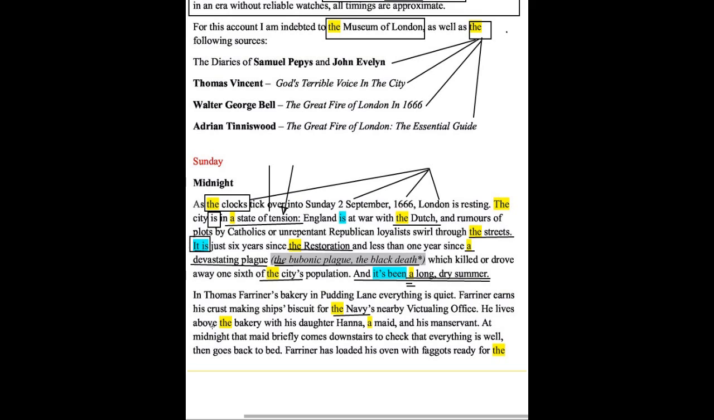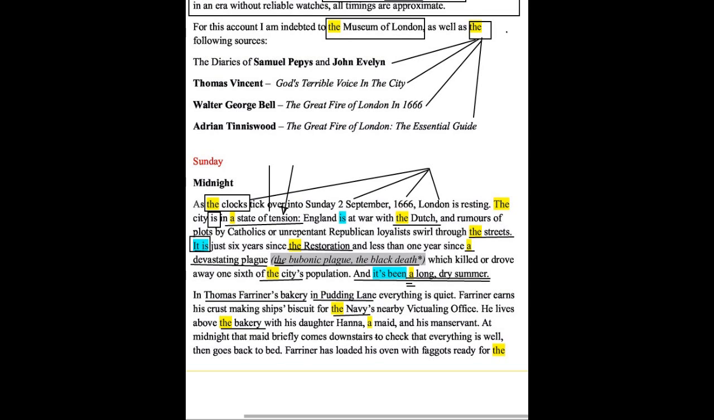He lives above the bakery, Thomas Fariner. Now, we've already mentioned the bakery here. It's Thomas. We even know whose it was. It was Thomas Fariner's bakery, and we even know where it was. It was in Pudding Lane. And so here, he lives above the bakery. We'd need the definite article. It's already become very definite.